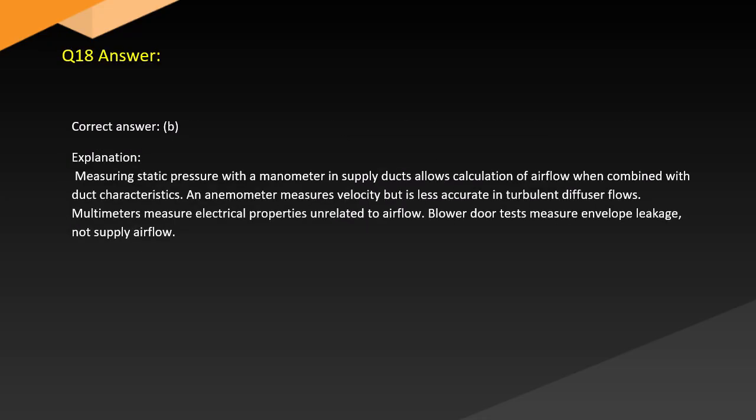Answer. Correct answer: B. Explanation. Measuring static pressure with a manometer in supply ducts allows calculation of airflow when combined with duct characteristics. An anemometer measures velocity but is less accurate in turbulent diffuser flows. Multimeters measure electrical properties unrelated to airflow. Blower door tests measure envelope leakage, not supply airflow.